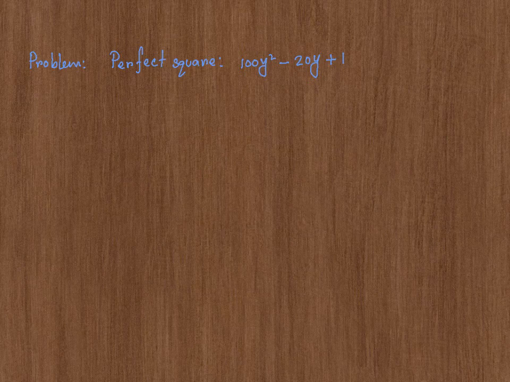In this video, I am going to factor this given trinomial, which by the way becomes a perfect square. Let's try to do the problem. If we follow the usual process, we are going to take the coefficient of the square term and the constant term, multiply them, and it's going to give me 100 times 1, which is 100.